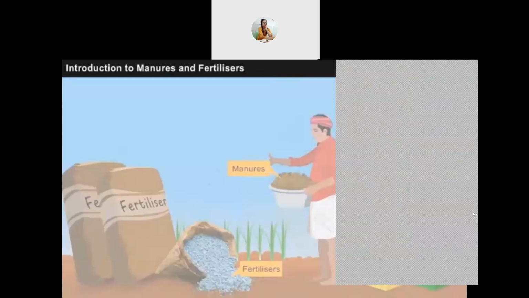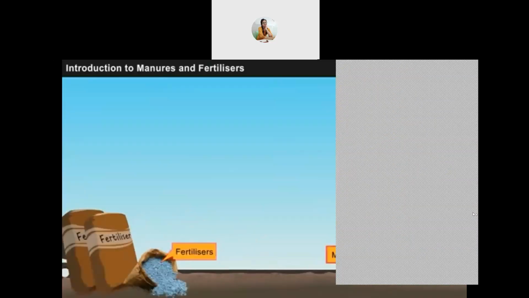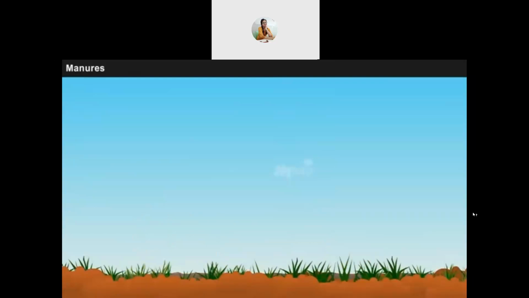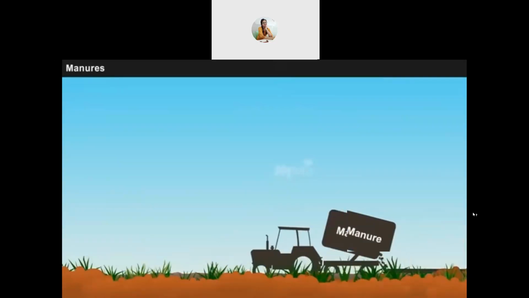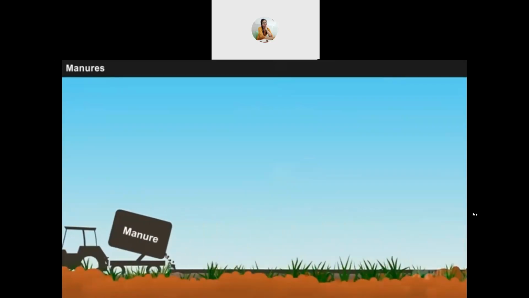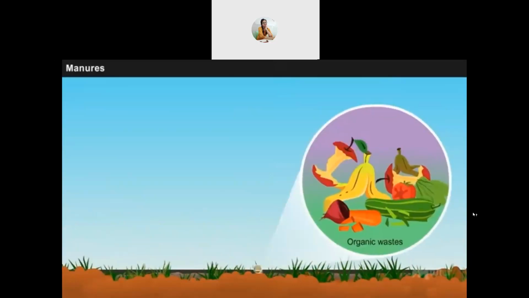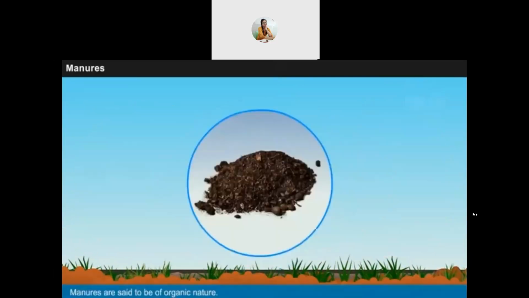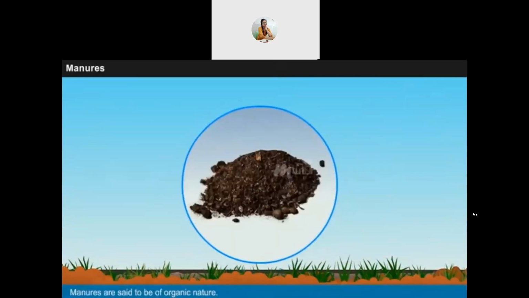Thus, manures and fertilizers have become an essential entity of modern-day agriculture in maintaining soil fertility. Now let us discuss manures, fertilizers, and soil fertility management. Manures. Manures are generally denoted as the materials that are derived from organic wastes and crop residues without the addition of any other chemical components. Thus, manures are said to be of organic nature.